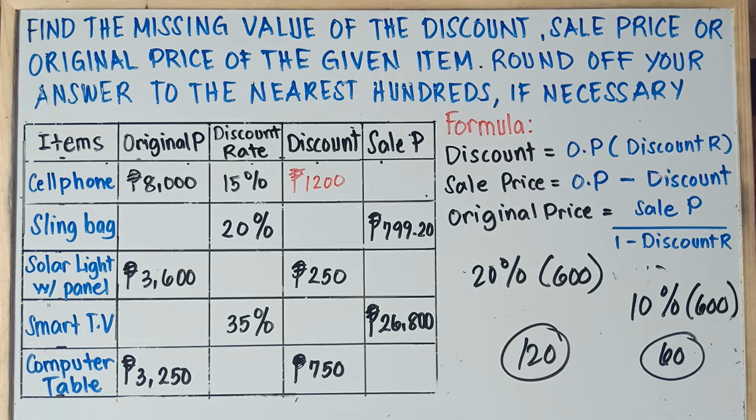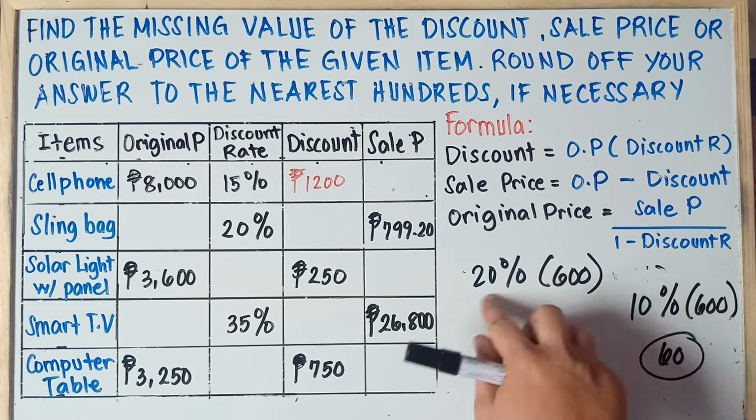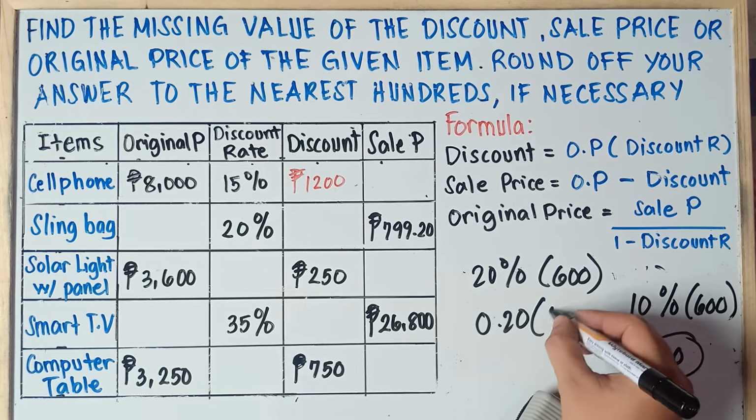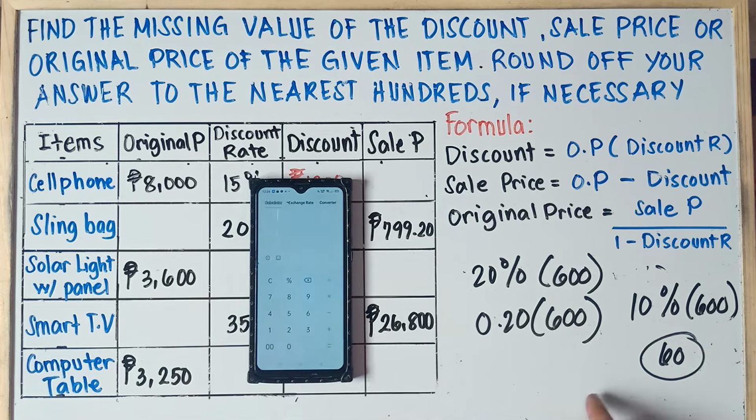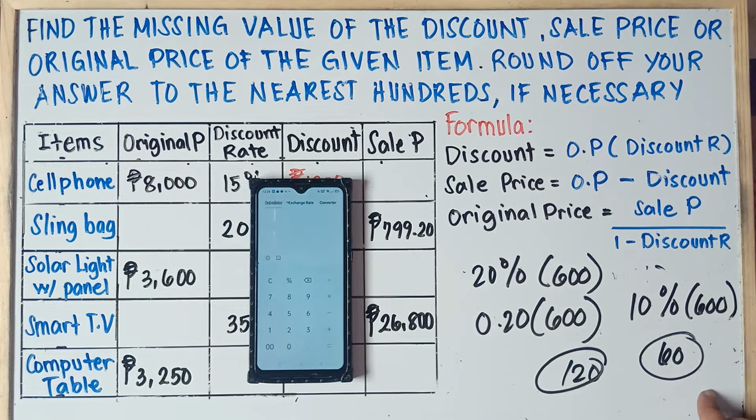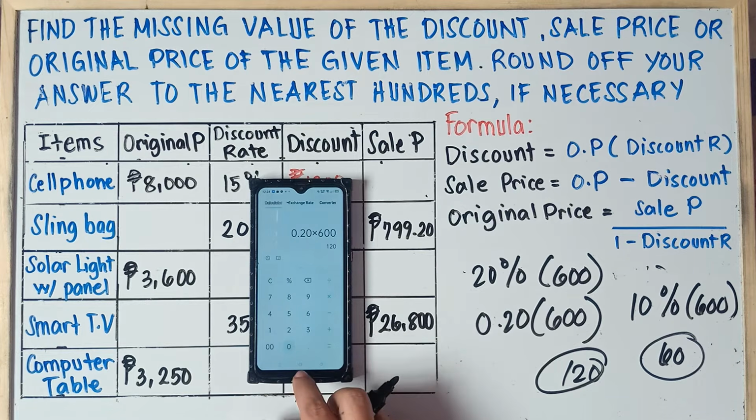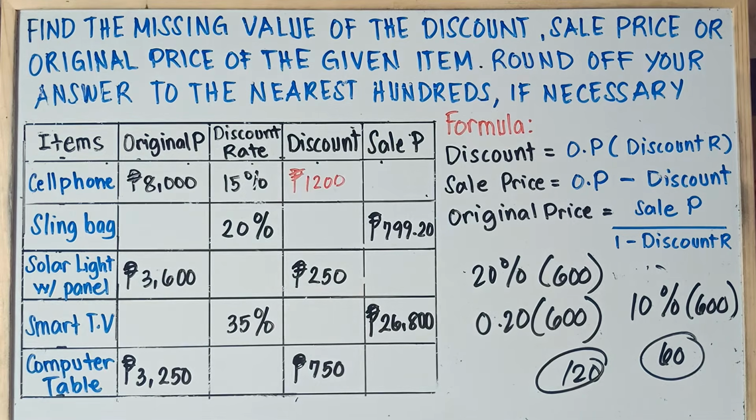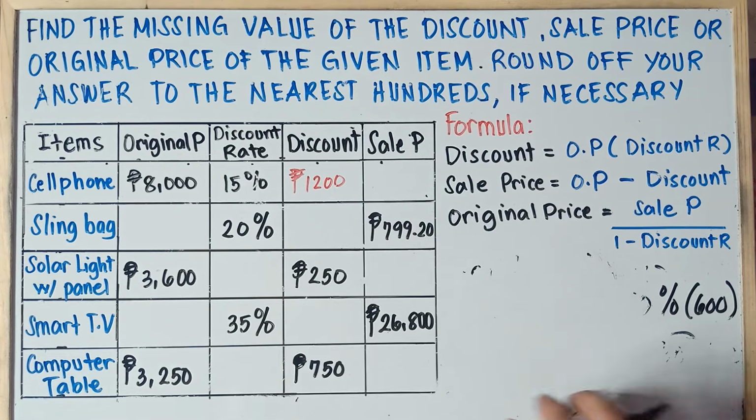Easy as that, class, if you understand this one. But if it's hard for you, class, simply multiply 0.20 times 600. Let's check if we get 120. Our answer a while ago, 10% of 600 is 60. Therefore, 20% should be 120. You double this one. Let's check. 0.20 times 600. Yup, that's 120. Alright, so I hope you got that one, class, if you have examples like this, 15%, 20%.